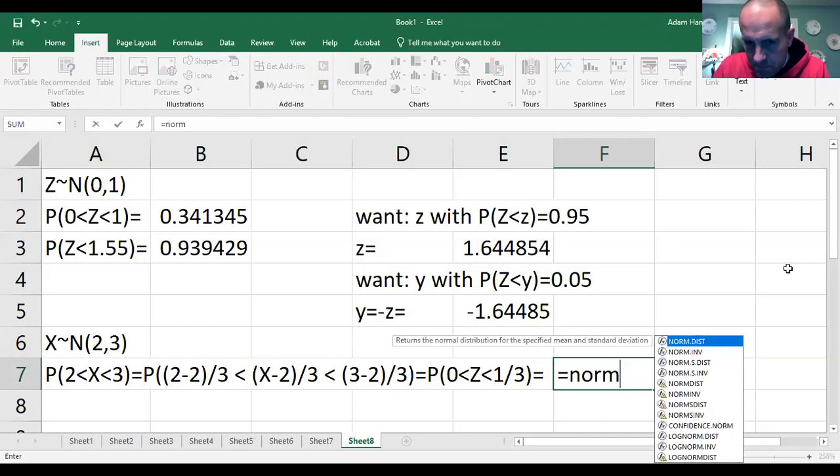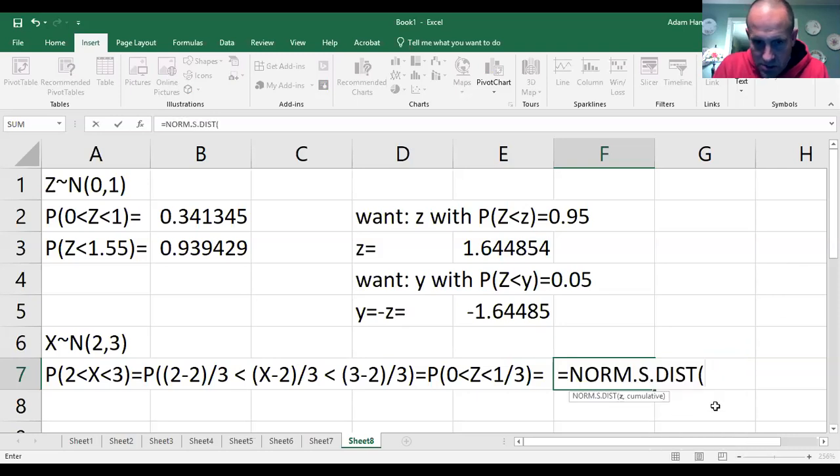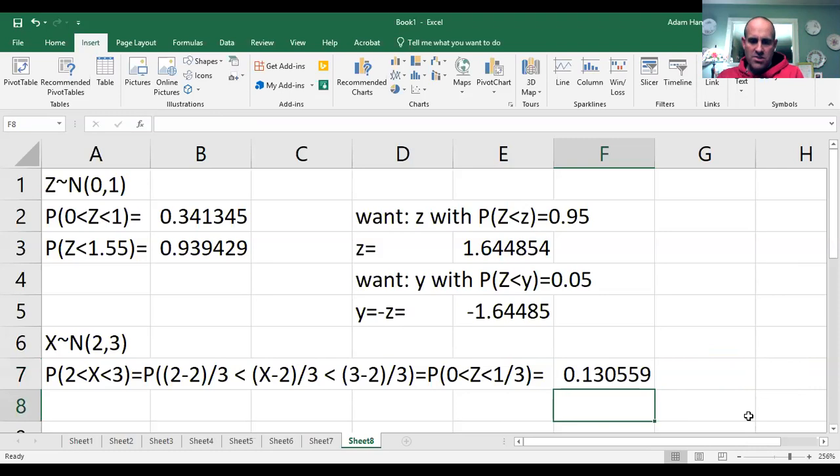So this is the standard normal distribution. Okay, what's our upper z? That's going to be a third, and 1. But that's everything up to a third. I don't want that. I want to subtract off everything before 0, but we already know what that is. That's 0.5. So that's going to be 13%.